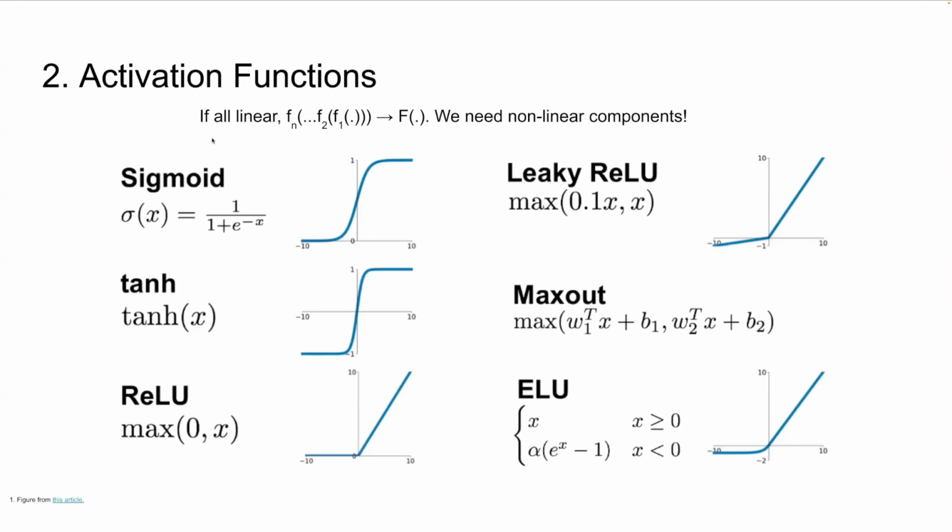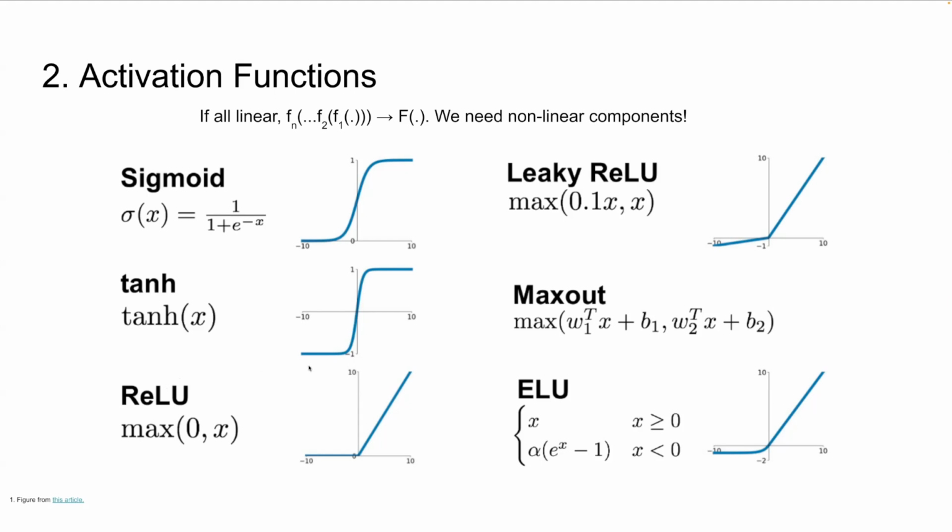And the other thing that's very important is activation functions. So note that if we simply have a bunch of linear layers and we take a composition of linear layers, we'll still end up with a linear layer. And we probably don't want that to happen. So we want to add some sort of nonlinearity along the way. So this is where the activation functions come into play.